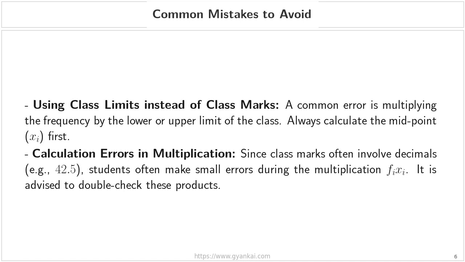Second, watch out for calculation errors during multiplication. As you saw in our weight example, class marks often involve decimals, such as 42.5. When you are multiplying the frequency by these decimal class marks to find f sub i times x sub i, it is very easy to make a small slip-up. I strongly advise you to double-check these individual products before you move on to the summation.